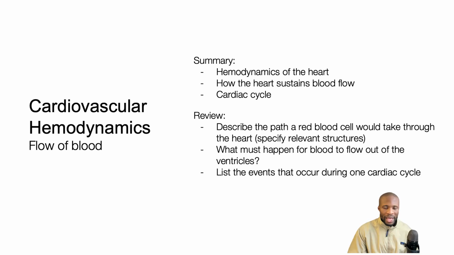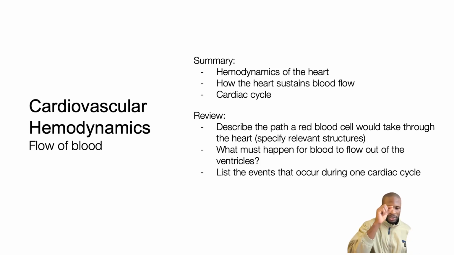So just to review, answer these questions here, and I'll give you the answer. So the first part, describe the path of a red blood cell. Describe the path a red blood cell will take through the heart. Specify relevant structures. So to properly answer this, you want to describe that the heart is going to have those different chambers and the different valves. So there's 4 of them. So you want to make sure you list all of those.